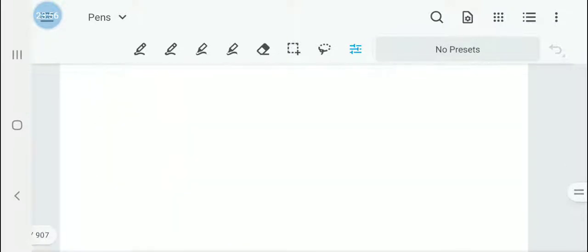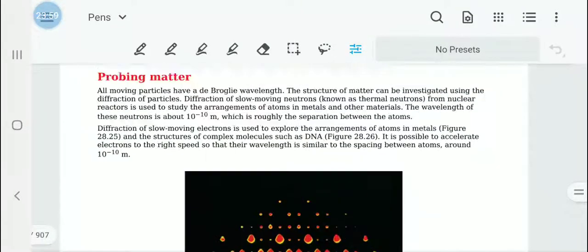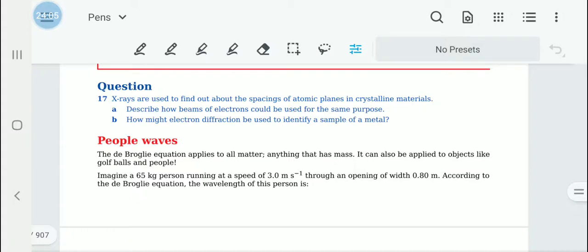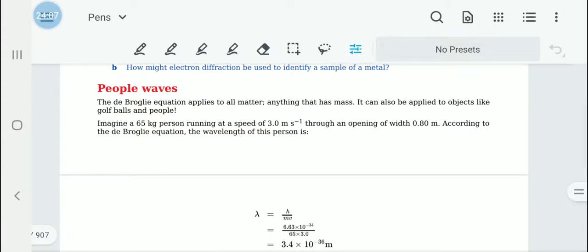Now moving on to another important part here, people waves. The de Broglie equation applies to all matter, anything that has mass. And anything that has mass means even we have a mass. So as a result, golf balls, people, vehicles, anything can have these wave-like properties. So that means everything is made up of energy. This is another explanation for that.